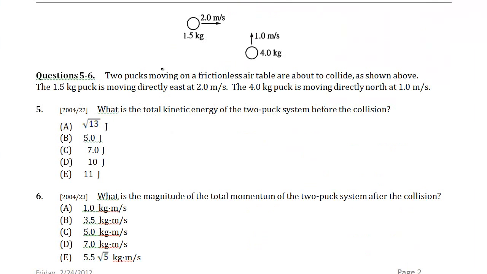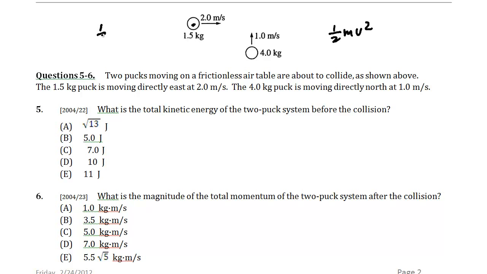The last two questions are paired, and for these we have a puck moving into another puck. They have different masses, different speeds, different directions. They're going to collide. Take question 5 first. What is the total kinetic energy of the system? What is kinetic energy? 1/2 mv squared. Is it a vector? No. So we just add the scalars.